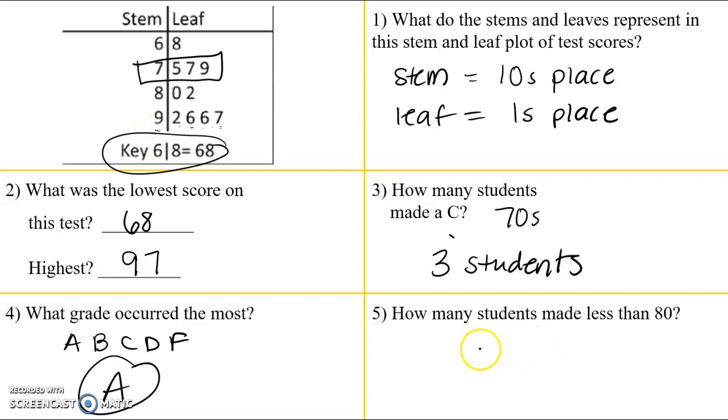And then the last question, how many students made less than 80? Well, 80 is right here, so less than 80 would be everything below 80, which we're counting the leaves because the leaves represent individuals. 1, 2, 3, 4 students made less than 80.